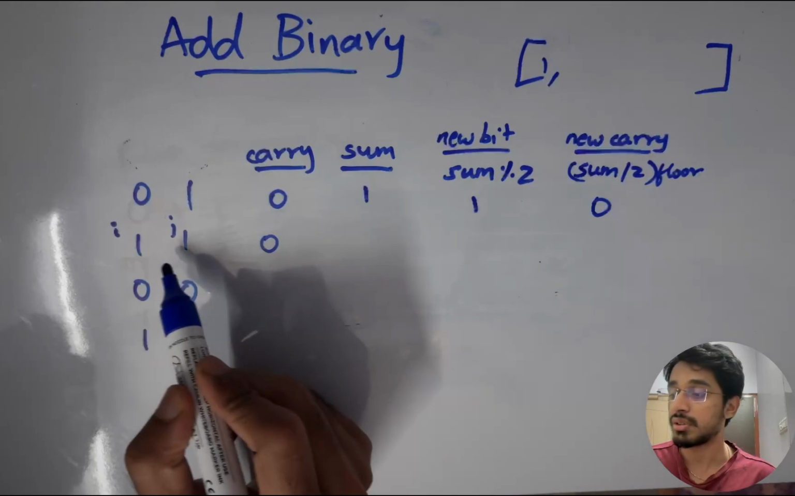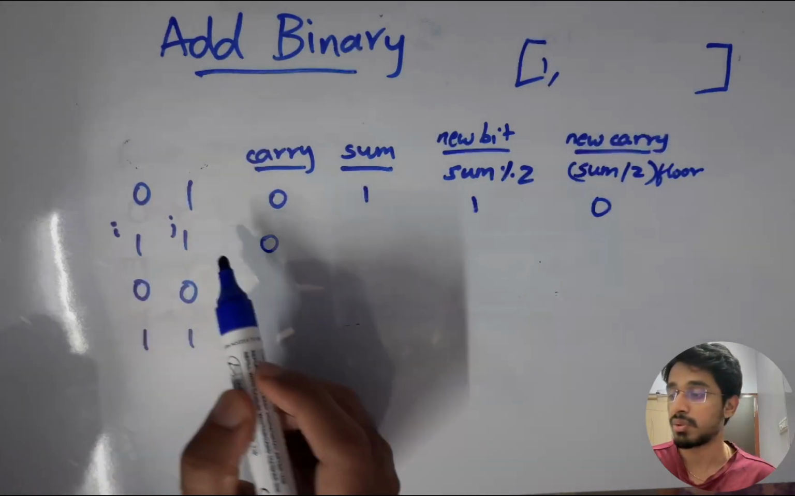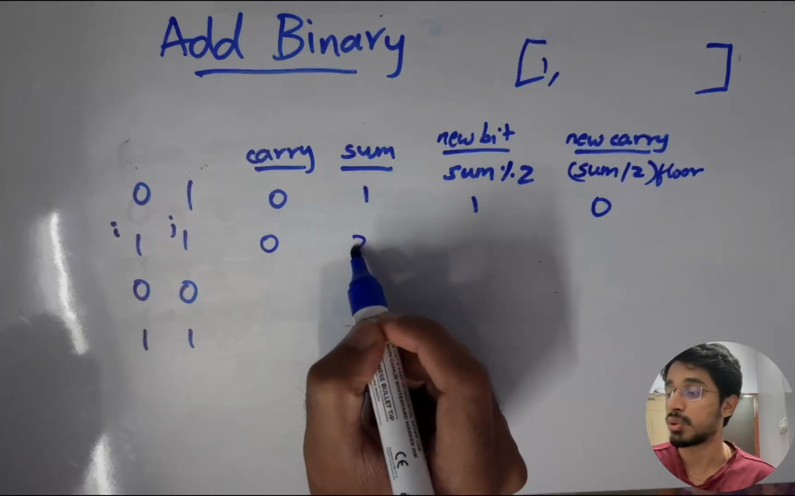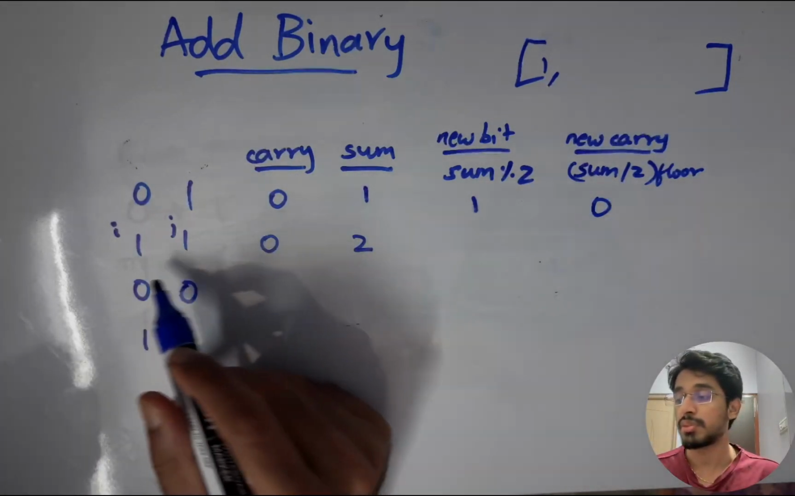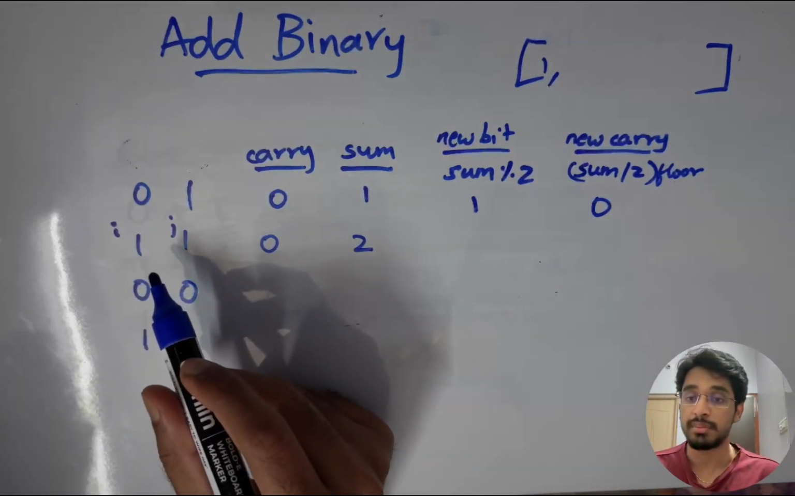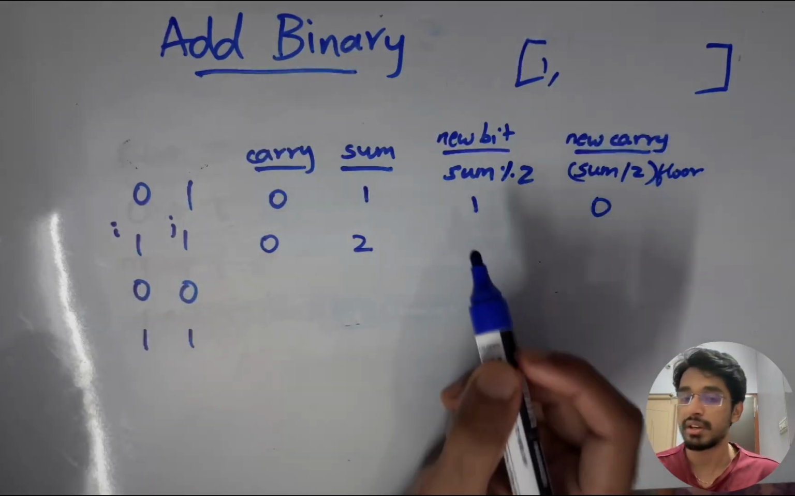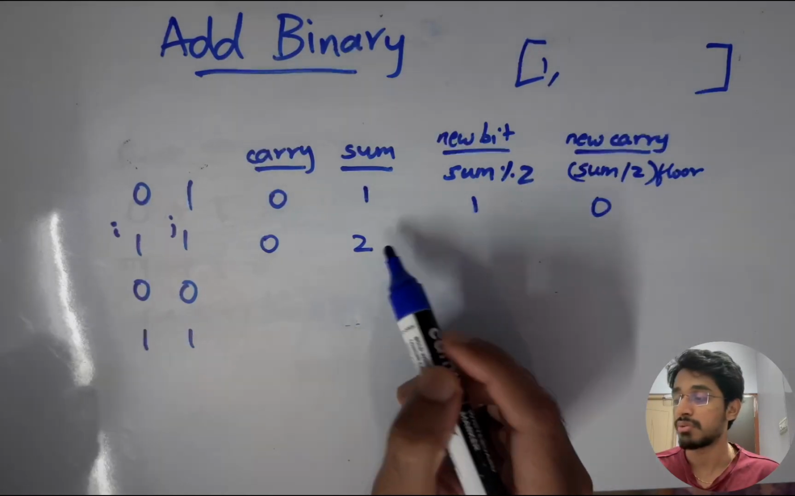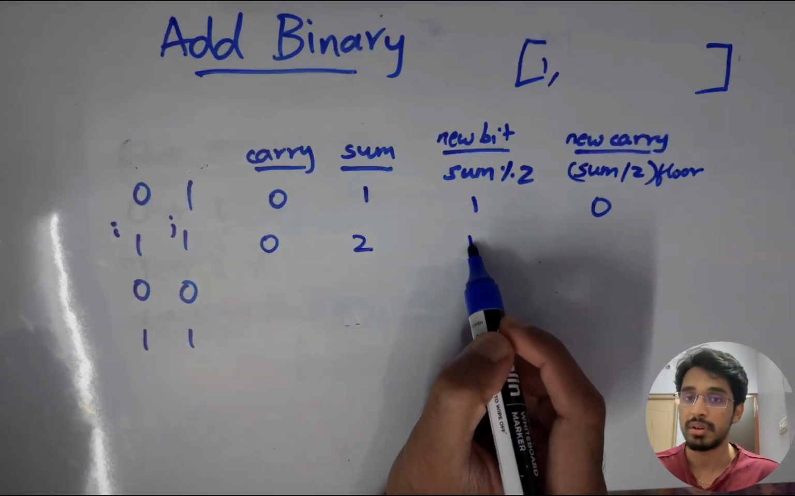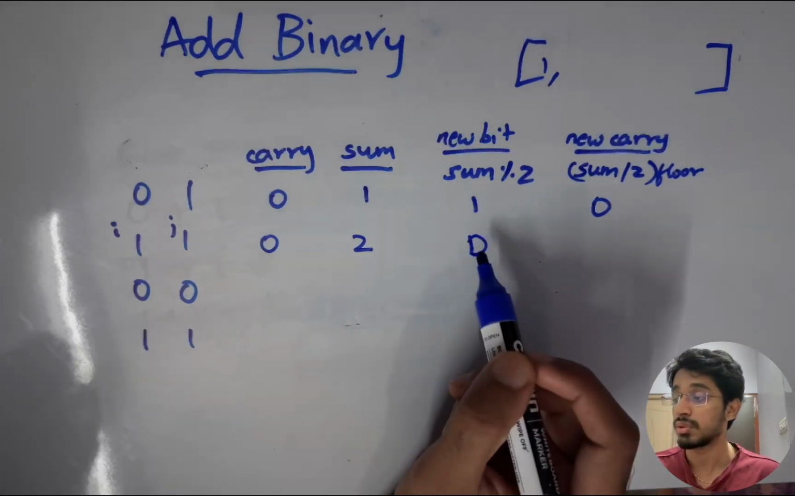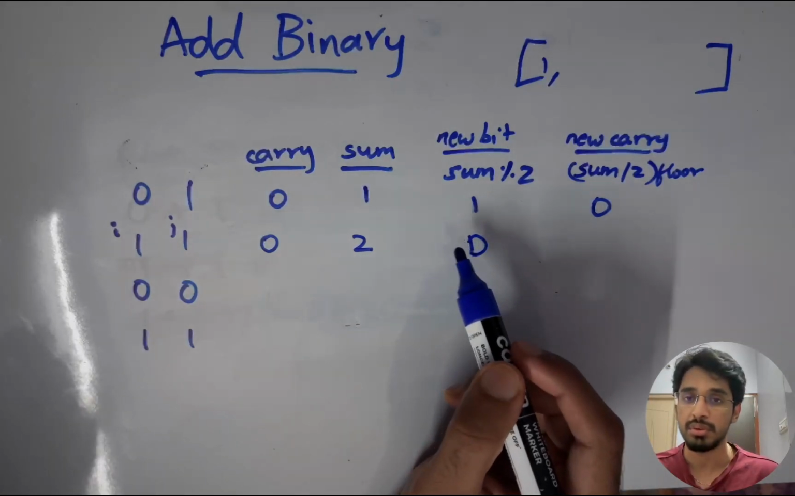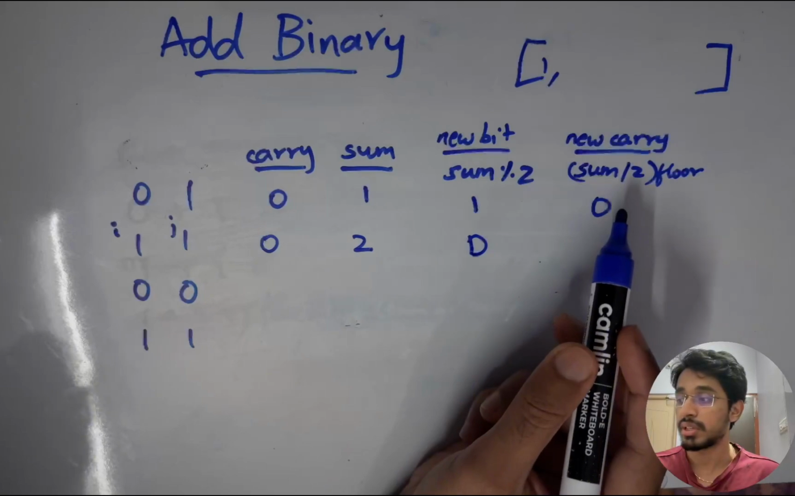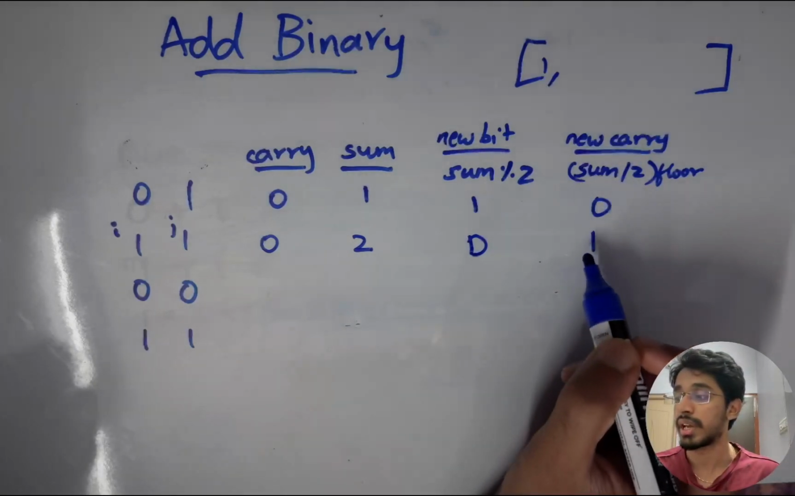Now we just need to add these three numbers over here. So 1 plus 1 plus 0, what will be the sum? That will be 2. Here we are just adding the numbers, not in binary form, but in the number form itself. Now we just need to calculate the new bit. Sum % 2, that would become 0, because the remainder of 2 divided by 2 is 0. And the carry is going to be sum divided by 2, so 2 divided by 2 is 1. So the carry is 1 over here.